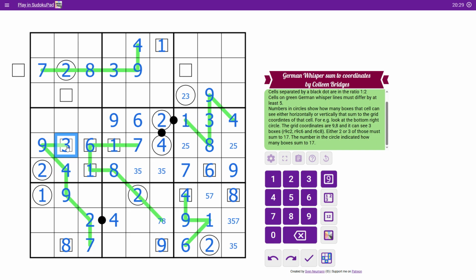It's obviously not the 8. It's got to be a 3 and a 1. One of those has to be a 1. That one can't be a 1, so that one's got to be a 1. So there's the 2 boxes that add up to 4 for that one. Now maybe this one we can get.